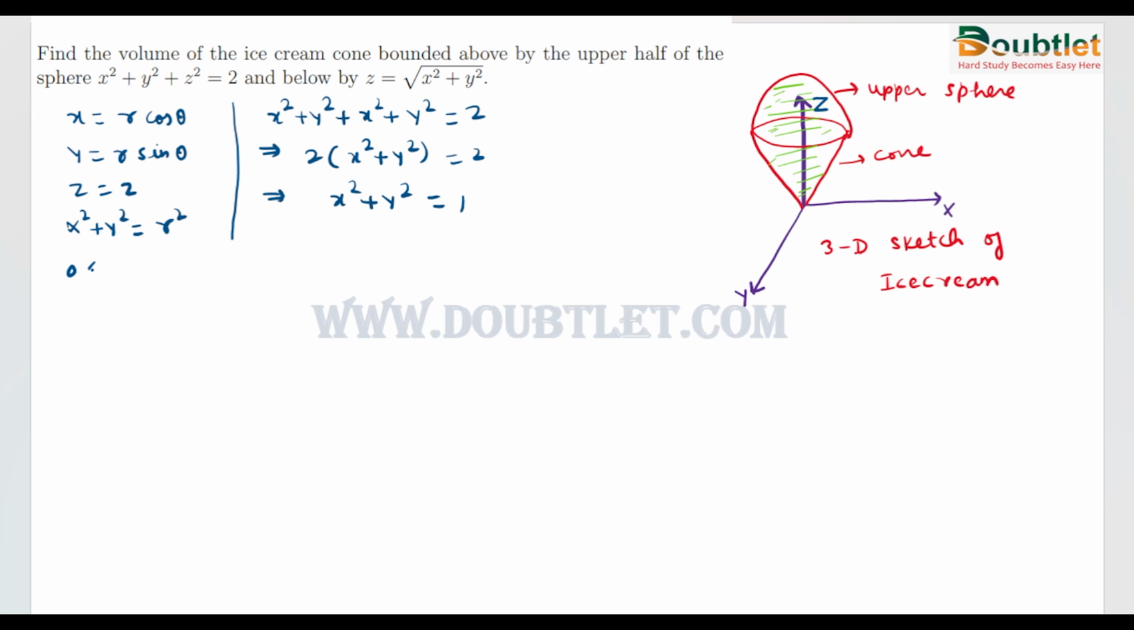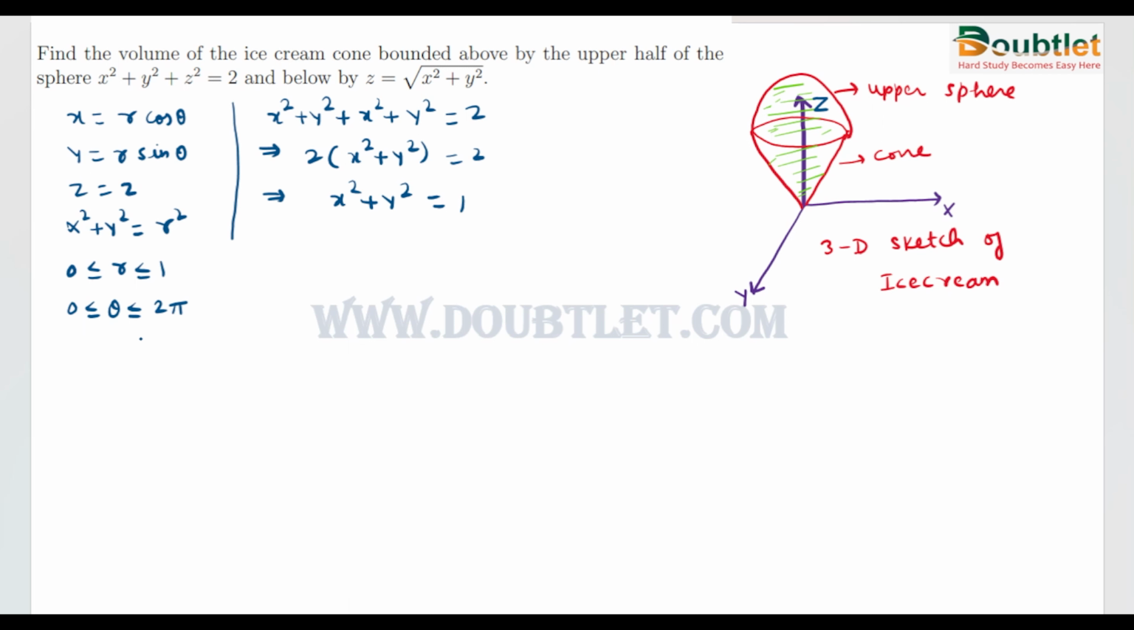So from here we can write the limit of r from 0 to 1 and the limit of theta from 0 to 2 pi, because this is the base of the solid. It is revolving from theta equal to 0 to theta equal to 2 pi.